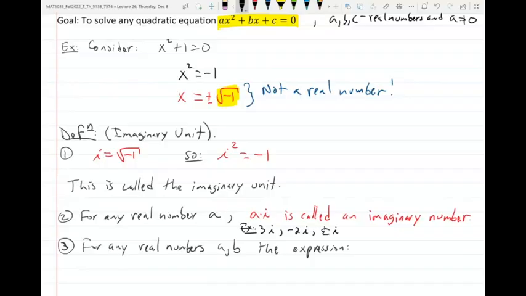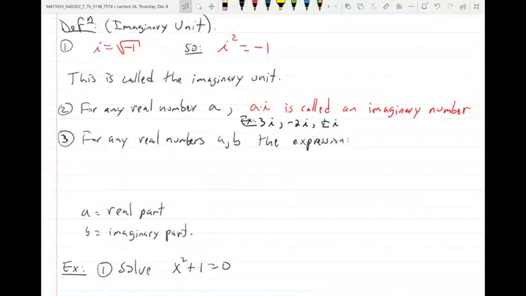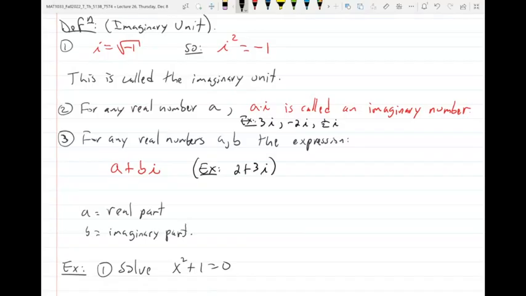And then you can put imaginary numbers together with real numbers, and we can form what we call a complex number. So for any real numbers a and b, we can form the expression a + bi. For example, 2 + 3i. When you see something like this, it is called a complex number. And 2 and 3 are real numbers. 2 is called the real part, and 3 is called the imaginary part.